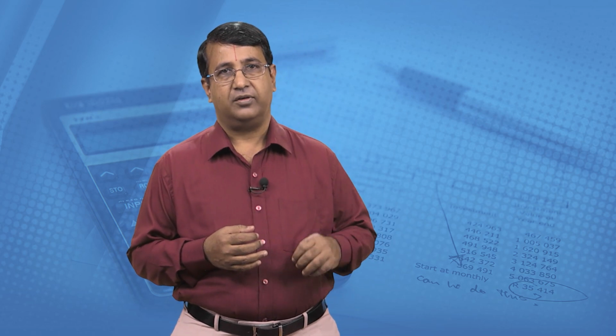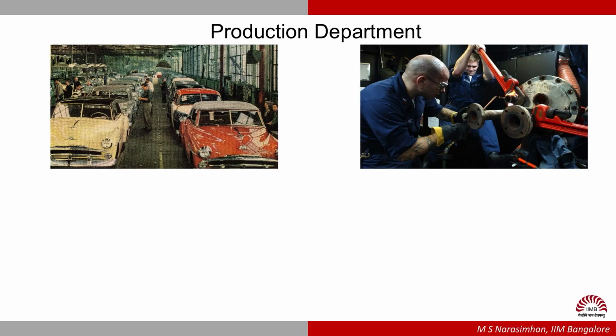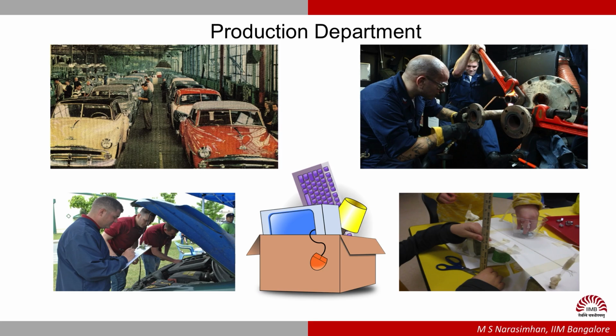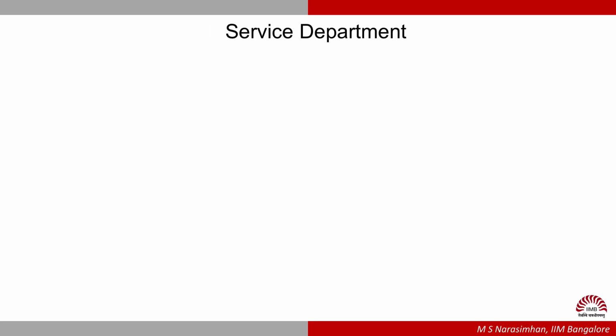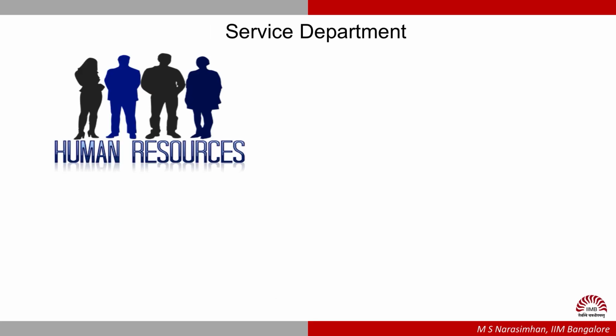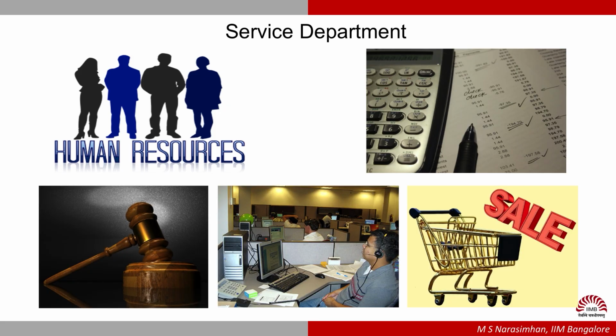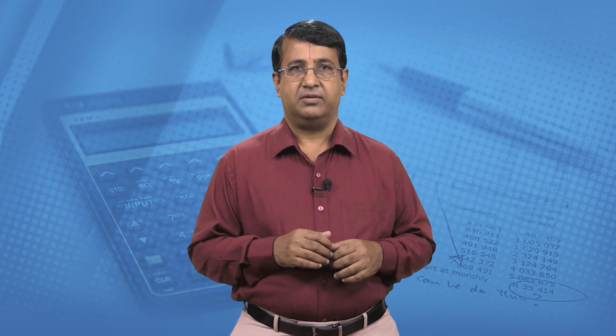The support system in the manufacturing process is broadly organized into two groups: production departments and service departments. Production departments are associated with manufacturing process. It includes assembly, maintenance, inspection, packing, stores, design and several others. Service departments are human resources department, accounting, legal, computer services, sales and distribution and many others. Cost of these departments are first collected and then allocated to the product using some basis of allocation.